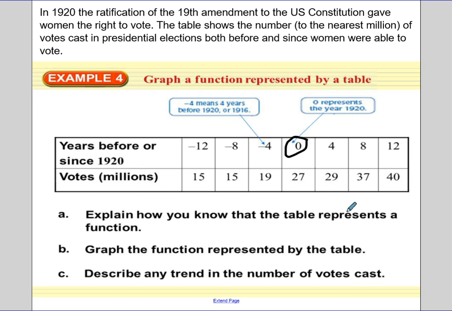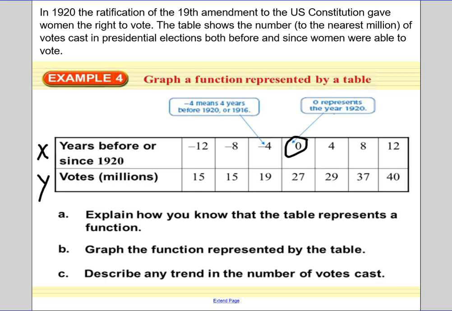So then our 3 questions to go along with this are: A, explain how you know that the table represents a function, B, graph the function represented by the table, and C, describe any trend in the number of votes cast. So right away when you're looking at this table, I want you guys to notice one thing. This top row is going to be your X value, and this bottom row is going to be your Y value. This is very consistent of how these word problems are going to work. Usually the top row is X, bottom row is Y, and if you were to graph it, then you would just make the X axis be the years and the Y axis be the votes.